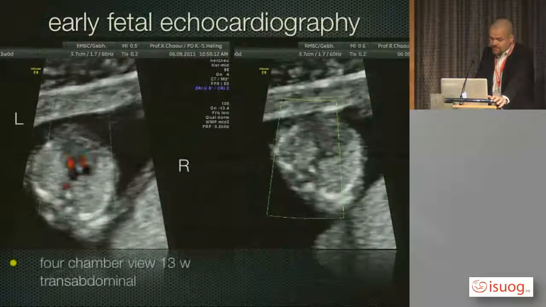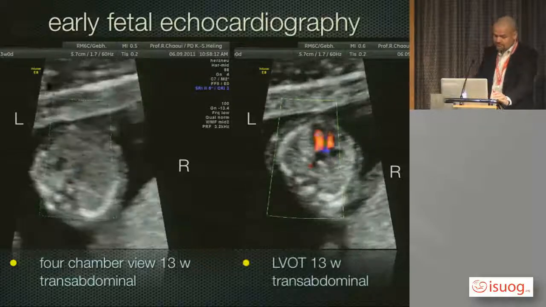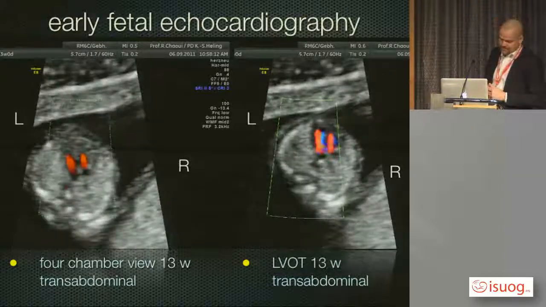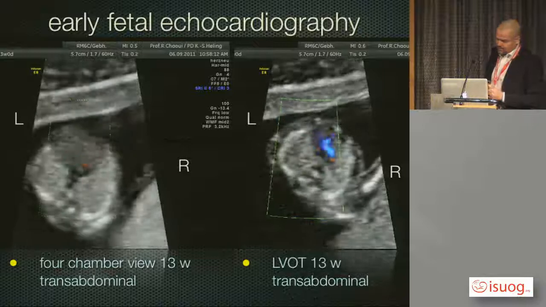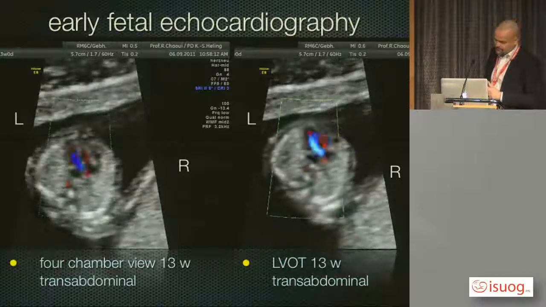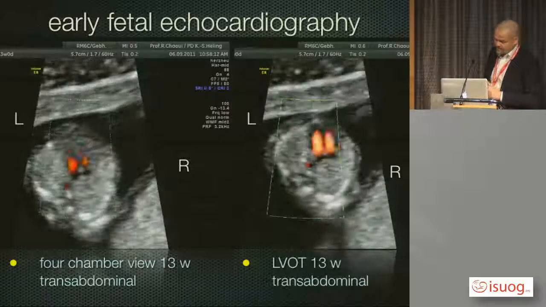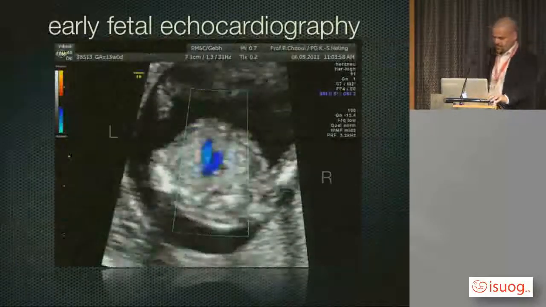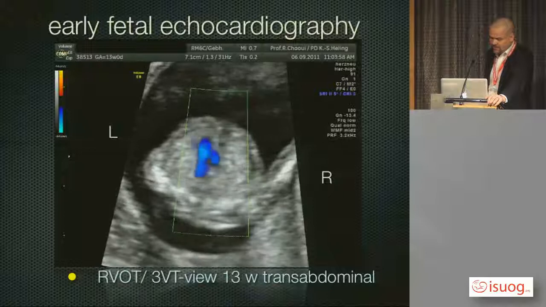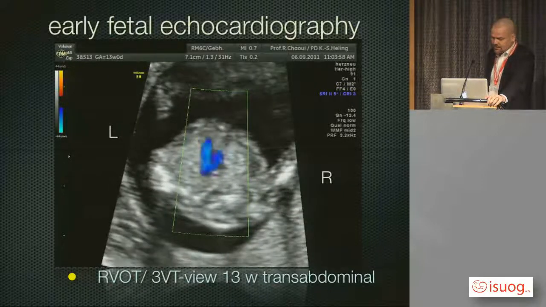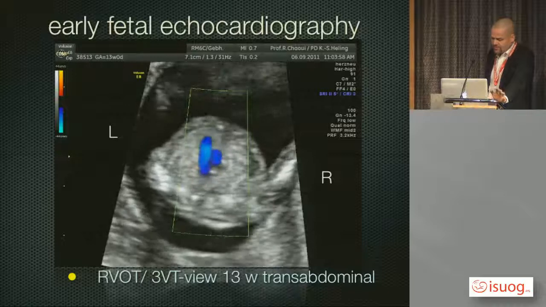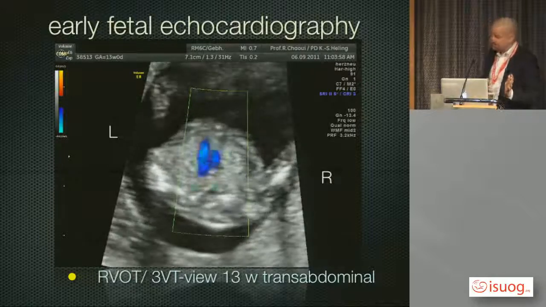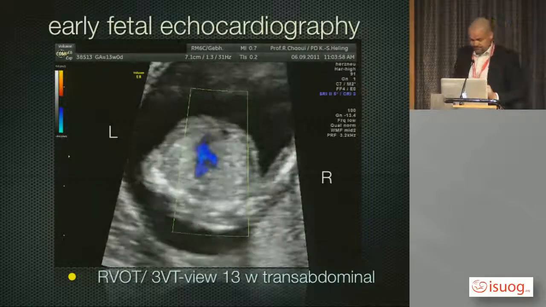Then we use color Doppler. On the left side, you see the diastolic filling of the ventricles, and on the right side, the left ventricular outflow tract at 13 weeks, both by transabdominal scan, and you see how the aorta comes from the left going to the right. Then we sweep the transducer to the three-vessel trachea view, and you see the course of both arches, both in the same color, both going to the same side, and the size of the arches is the same, at the left side of the apex of the heart.